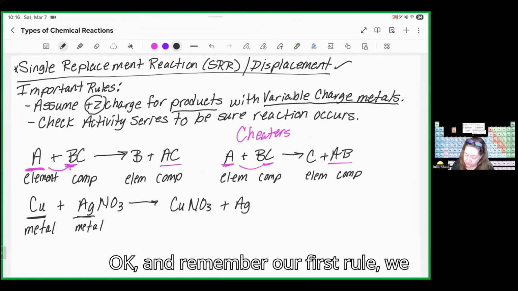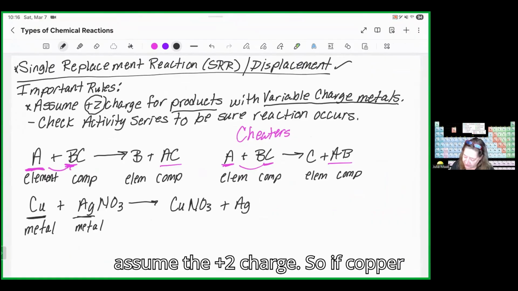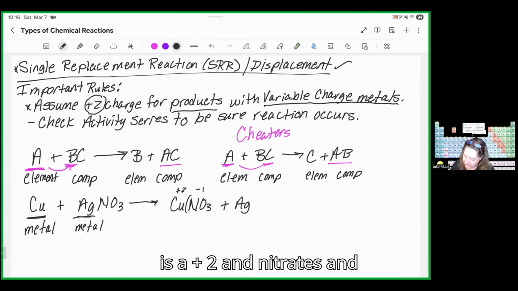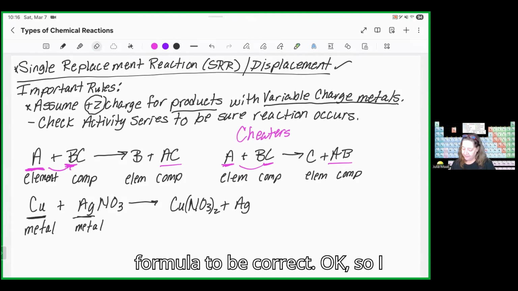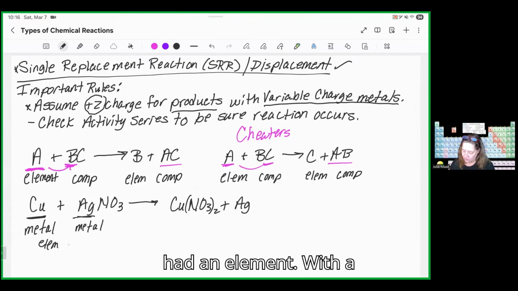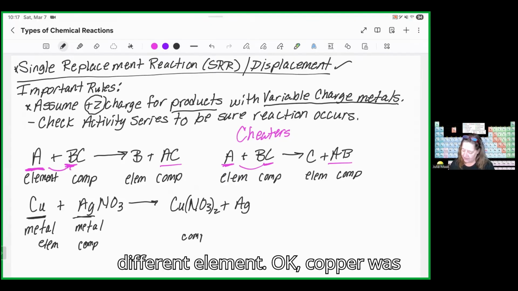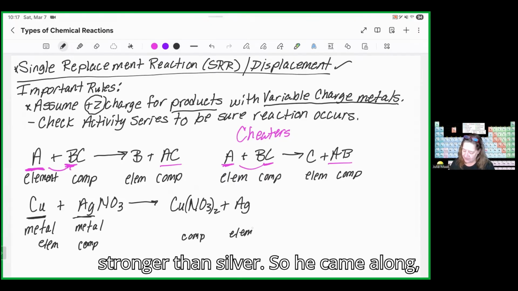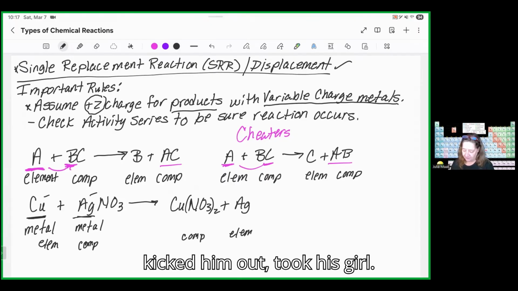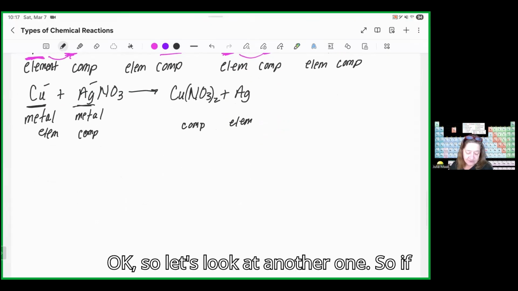Okay, and remember our first rule, we assume a +2 charge. So if copper is a +2 and nitrate's a -1, I need 2 nitrates for that formula to be correct. Okay, so I had an element with a compound, made a different compound and a different element. Copper was stronger than silver, so he came along, kicked him out, took his girl. Okay, so let's look at another one.